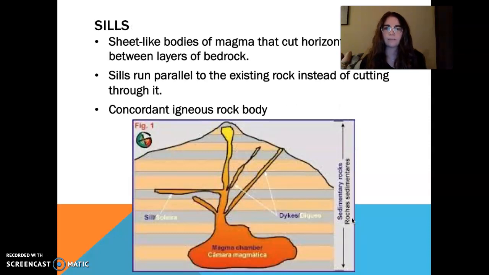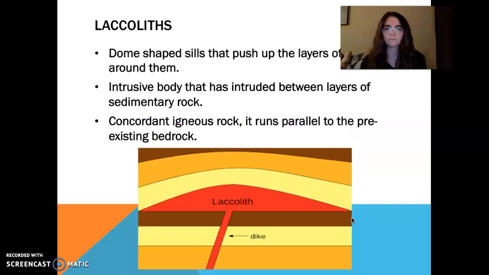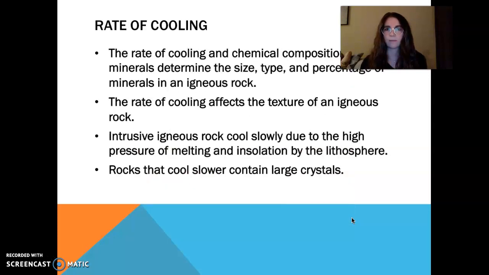Sills are sheet-like bodies of magma that cut horizontally between the layers of bedrock, and they run parallel to the existing rock body instead of cutting through it, which makes them concordant igneous rock bodies. Laccoliths are dome-shaped sills that push up the layers of bedrock around them. They're intrusive bodies that intrude between the layers of sedimentary rock, and they're also considered concordant igneous rocks because they also run parallel to the existing rock bed.